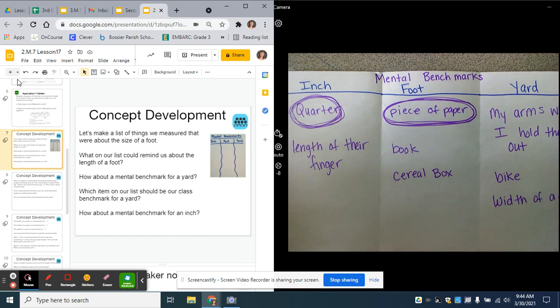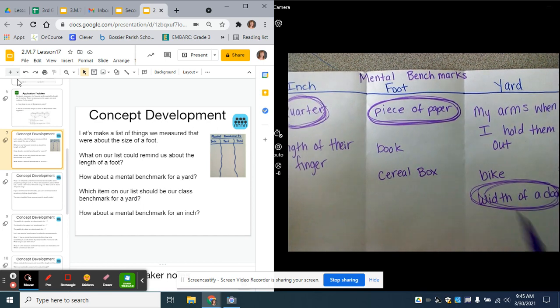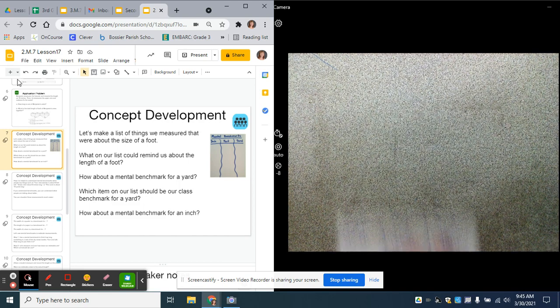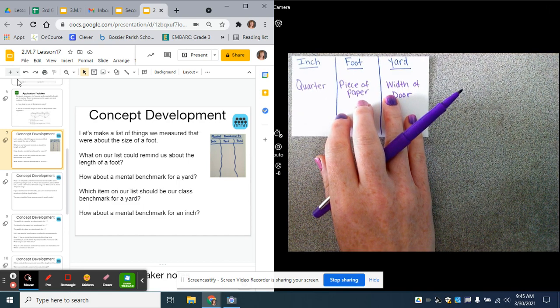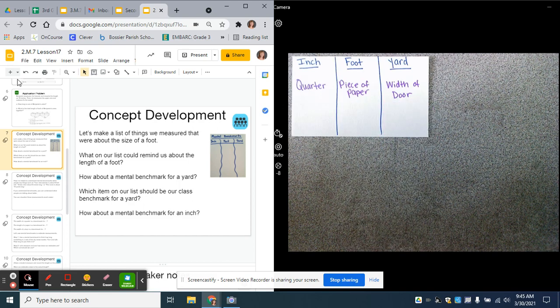The one that would be most useful and most accurate every time would probably be the width of a door. All doors are pretty much all the same width, so we're going to use that one as our mental benchmark. Our arms can be different sizes, our bikes can be different sizes, so that one is not the most accurate. So the width of the door is what we're going to use as our mental benchmark. All right, we'll put that up here in the corner to use as we do this next step.